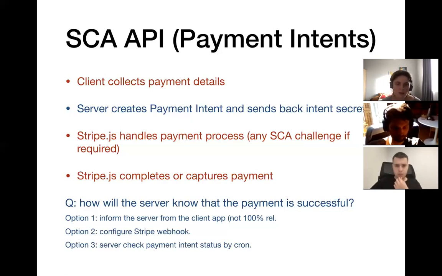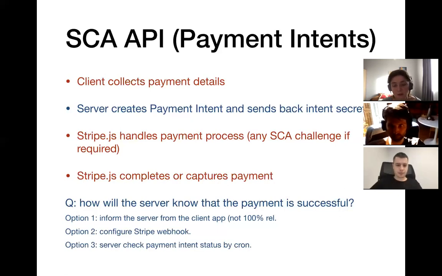The second option is to configure a Stripe webhook. You just go to the Stripe dashboard and say, every time a payment intent is successful, please send this information to this URL. So your backend will be notified as soon as payment is successful, and it will happen almost in real time without your end users waiting for anything on their interface. They will see the thank you page immediately.